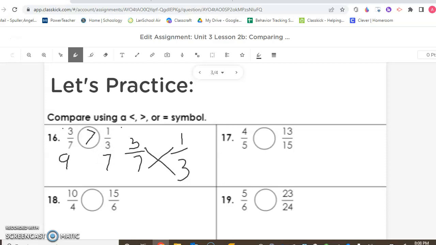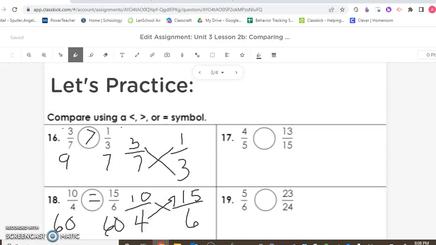Okay, let's try 10/4 and 15/6. Okay, so again, I'm going to write them over here, and I'm going to cross multiply. Well, I know 10 times 6 is 60. And then 4 times 15 is also 60. So notice they both are 60, so neither one's bigger or smaller. We're equal. Okay, let's do the next one.